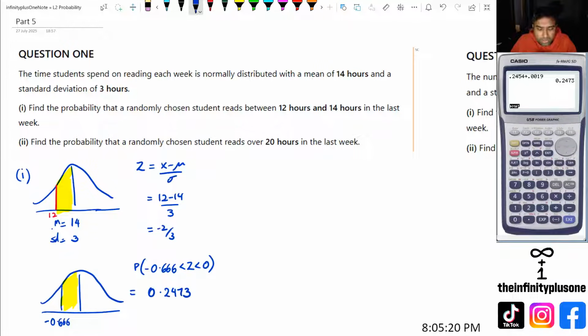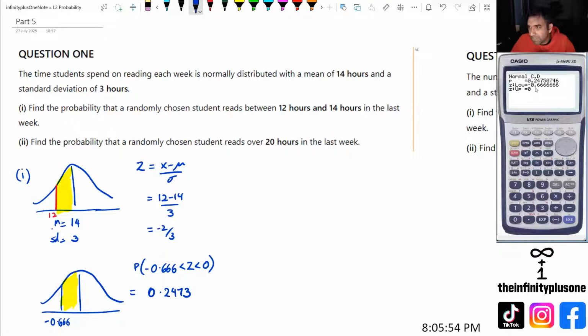Okay, so we've got the probability. Let's put this in the calculator just to see what it does. We go into stat mode, then distributions, normal, NCD. Our lower value in this case is 12. Our upper value is 14. Our standard deviation is 3, and our mean is 14. When you calculate it, it gives you the probability, which is 0.2475.